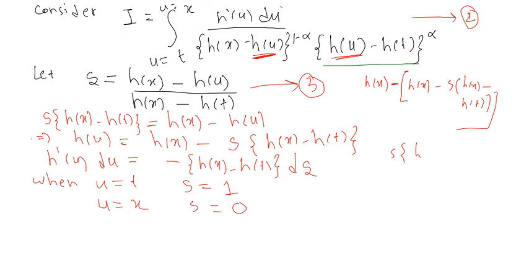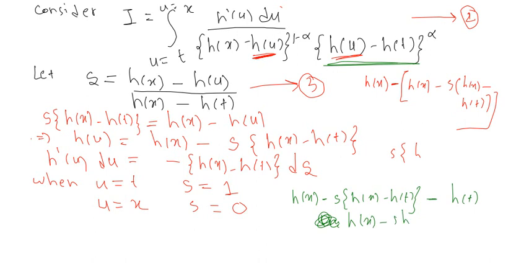This will be h of u. So h of x minus s into h of x minus h of t. Okay, this is h of u. So I am substituting for h of u minus h of t. So what will happen to this? This will be h of x minus s into h of x plus s into h of t minus h of t. Okay.